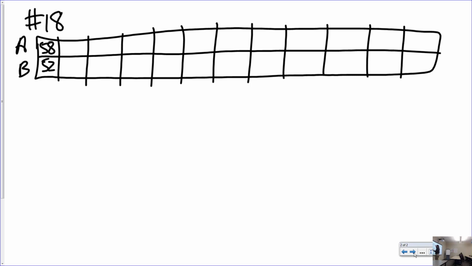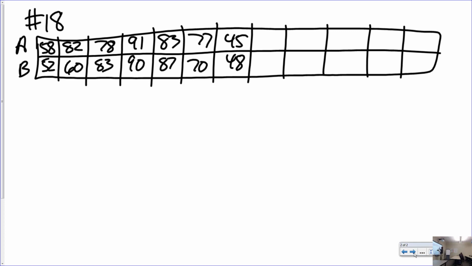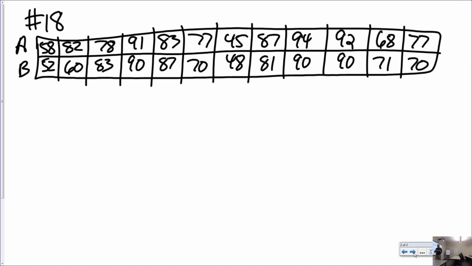58, 52, 82, 60, 78, 83, 91, 90, 83, 87, 77, 70, 45, 48, 87, 81, 94, 90, 92, 90, 68, 71, 77, 70 for the 12 students in his class.